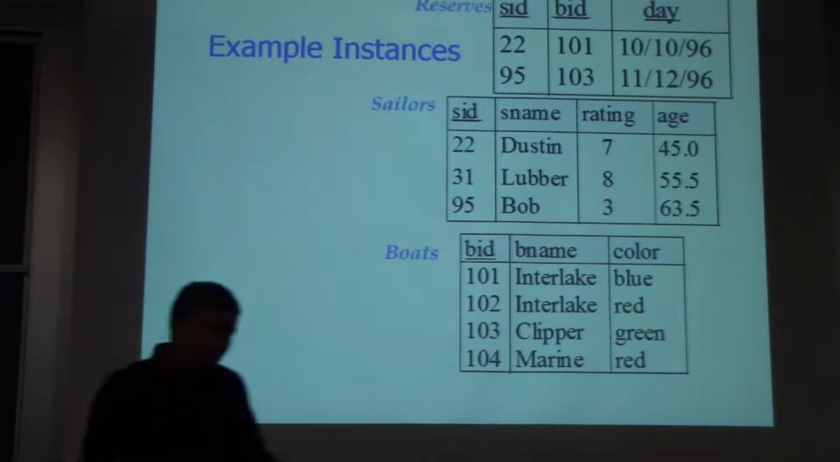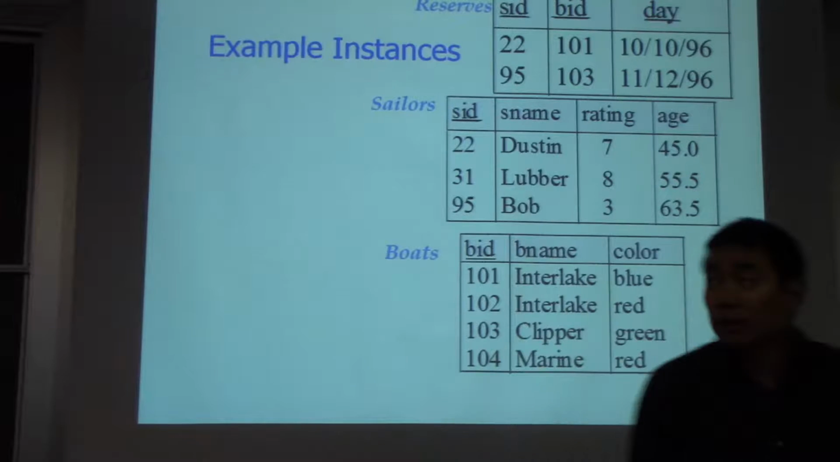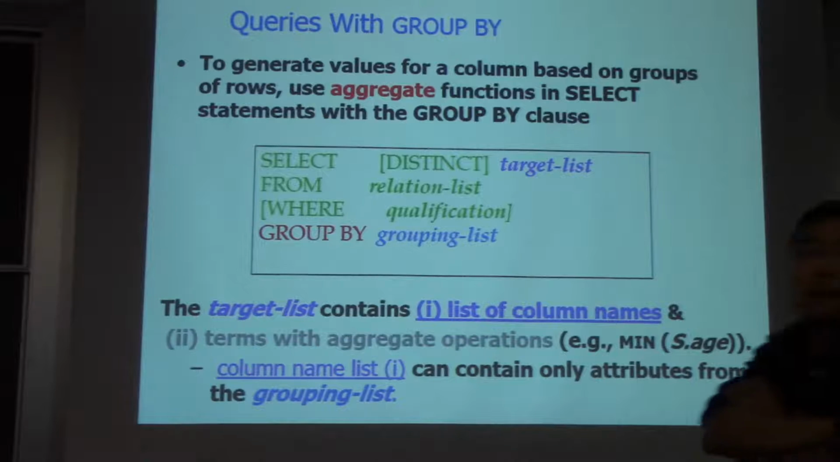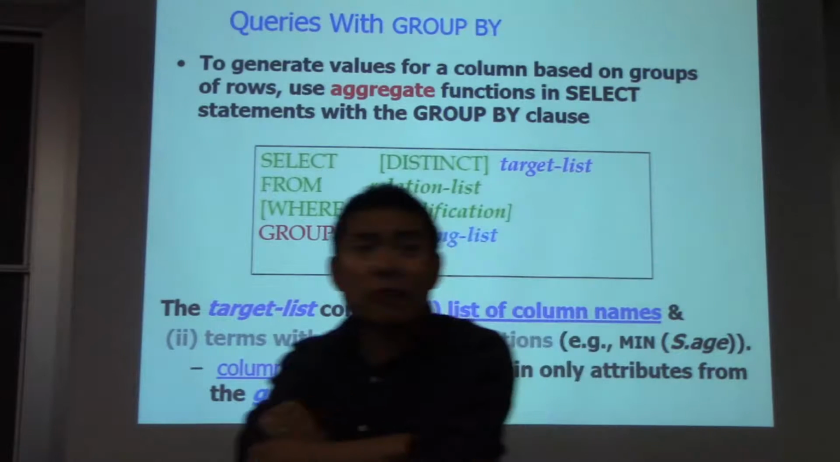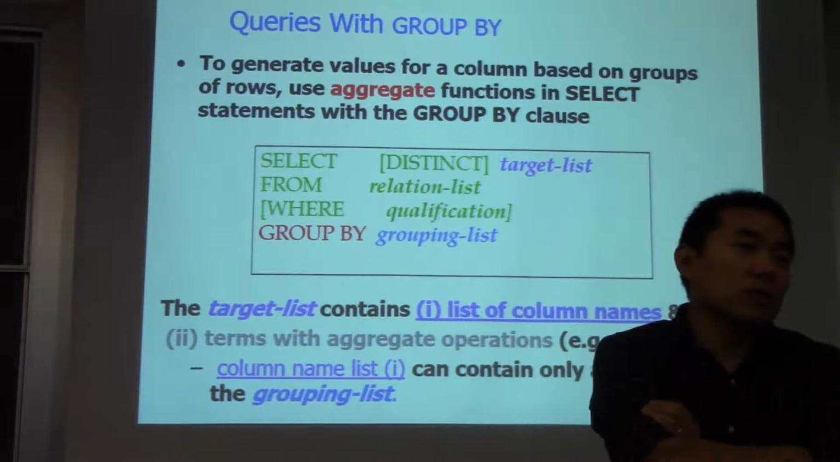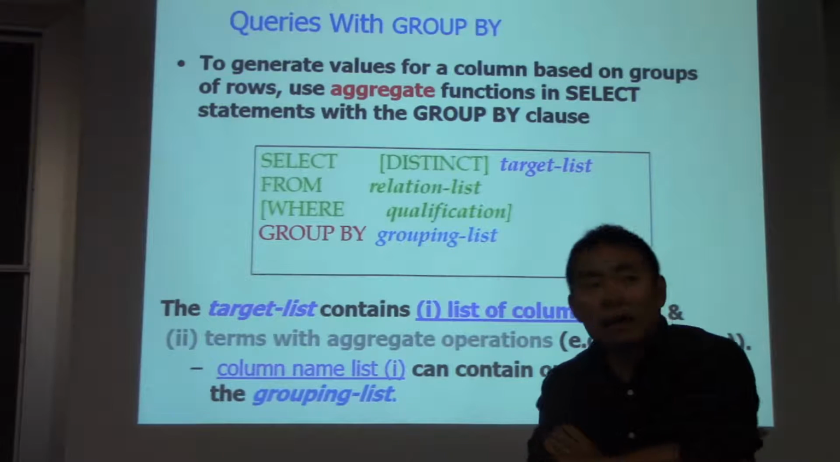All right, so same instances, same example. We talk about basic aggregation, talk about nested queries, talk about a bunch of other things. The next thing we want to do is this thing called group by and having.